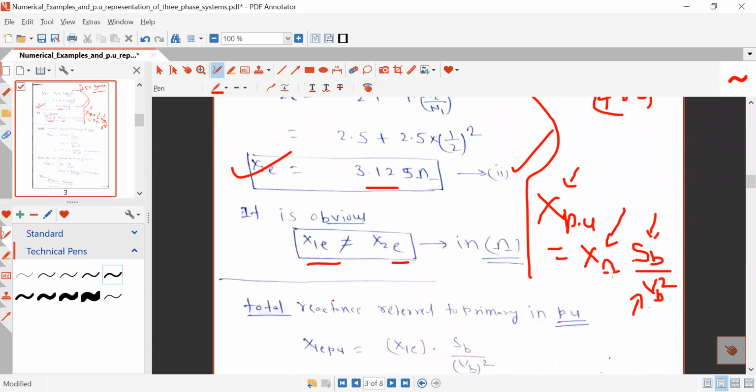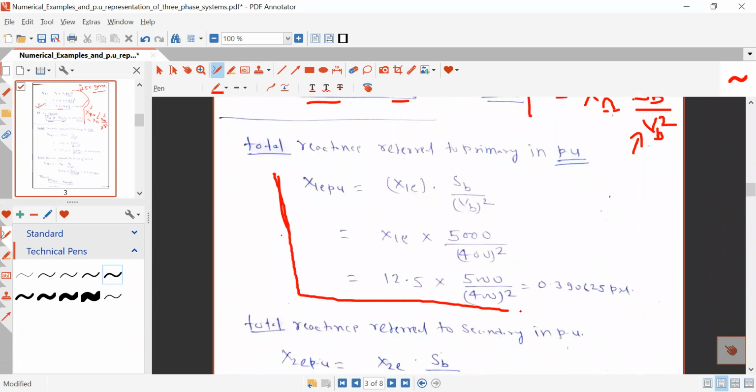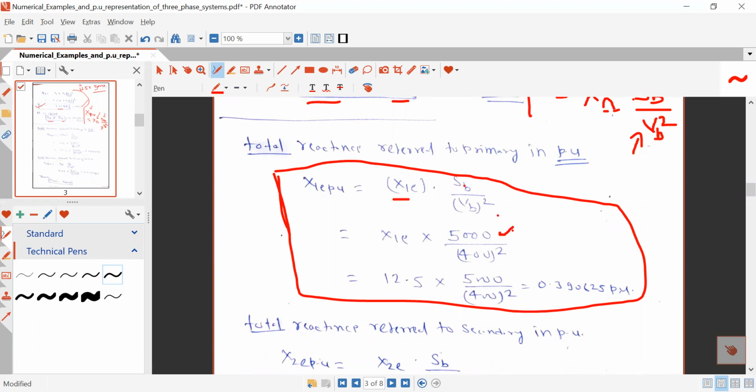So in this way, you can calculate the total reactance of the transformer referred to the primary side. Actual value into SB by VB square. SB is given in the problem, and for the primary side, base voltage will be 400. So after substituting all of these values, the total reactance referred to the primary in per unit system will be 0.390625 per unit.